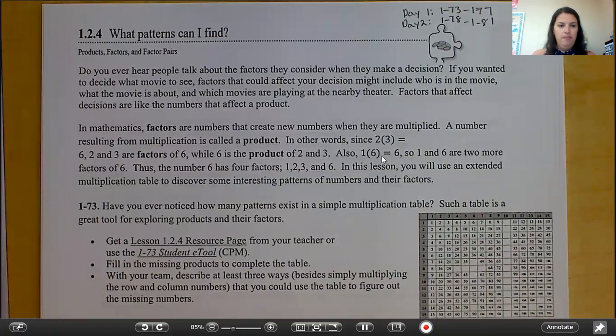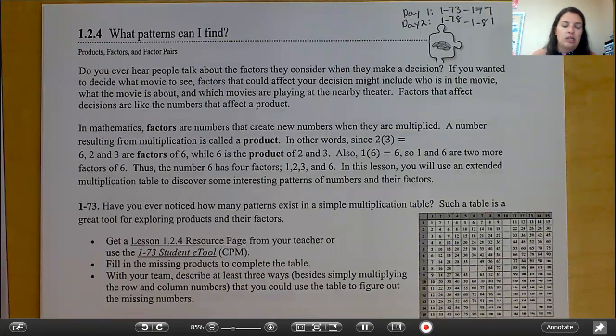In mathematics, factors are numbers that create new patterns when they are multiplied. A number resulting from multiplication is called a product. In other words, since 2 times 3 equals 6, 2 and 3 are factors of 6. Well, 6 is the product of 2 and 3. Also, 1 times 6 equals 6, so 1 and 6 are 2 more factors of 6. Thus, the number 6 has 4 factors: 1, 2, 3, and 6.